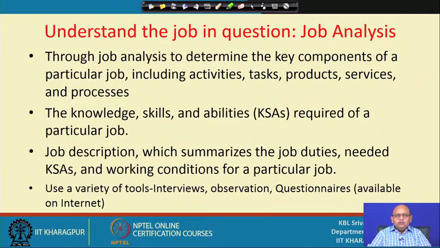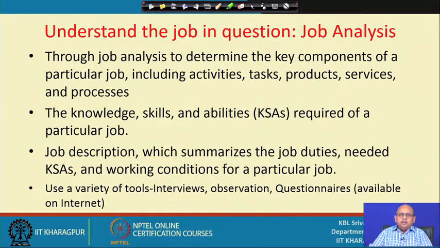So, when you are going to design a performance management system, this provides you an input or tool for identifying what you are going to measure in terms of performance, because you are going to perform a job. So, you will be evaluated on the basis of what you do, and what you do comes from job analysis, that is job description and job specification.